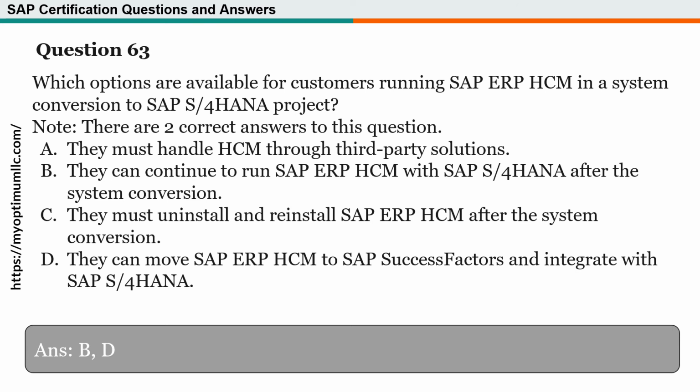Question 63. Which options are available for customers running SAP ERP HCM in a system conversion to SAP S/4HANA project? Note, there are two correct answers to this question. A. They must handle HCM through third-party solutions. B. They can continue to run SAP ERP HCM with SAP S/4HANA after the system conversion. C. They must uninstall and reinstall SAP ERP HCM after the system conversion. D. They can move SAP ERP HCM to SAP SuccessFactors and integrate with SAP S/4HANA.